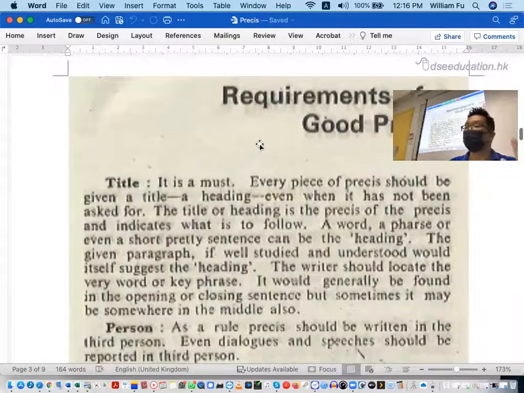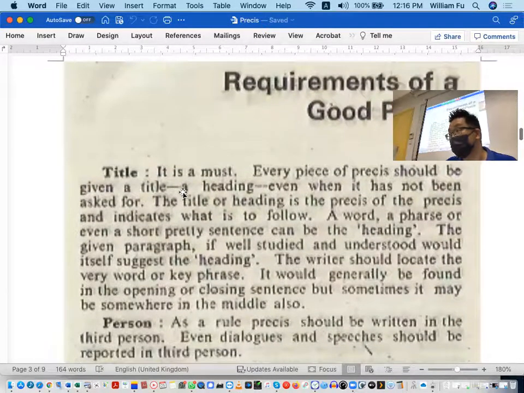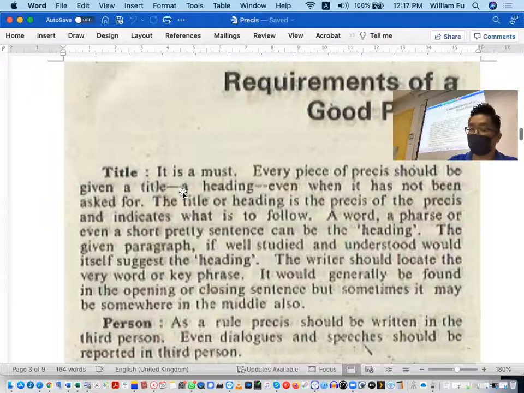Okay, now requirements. What are required? Number one, title. It is a must. Now I think you have a problem with your title, right? I think it's a bit simple. You think of the title of the writing we went through last time. It is a must. Every piece of precis should be given a title, a heading, even when it has not been asked for.